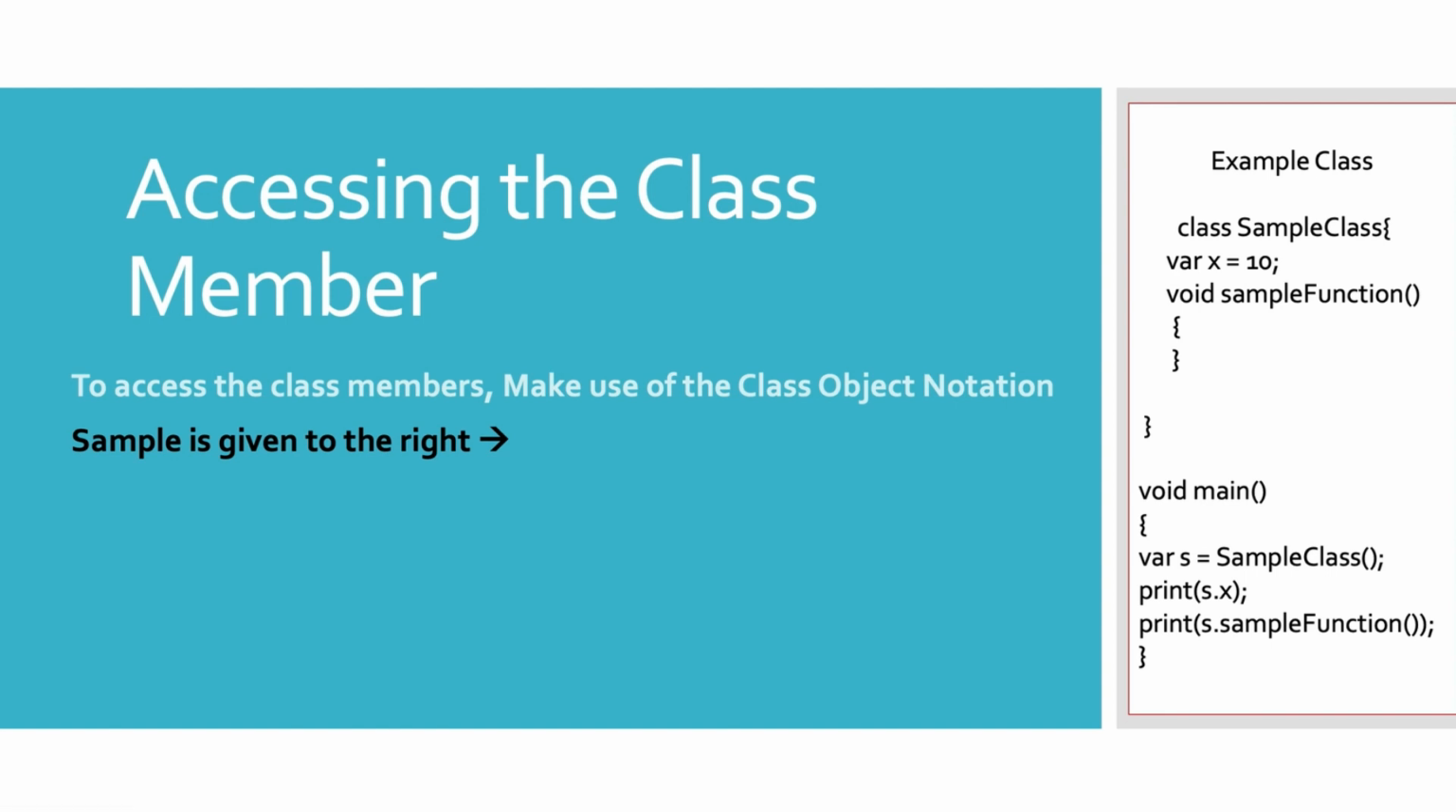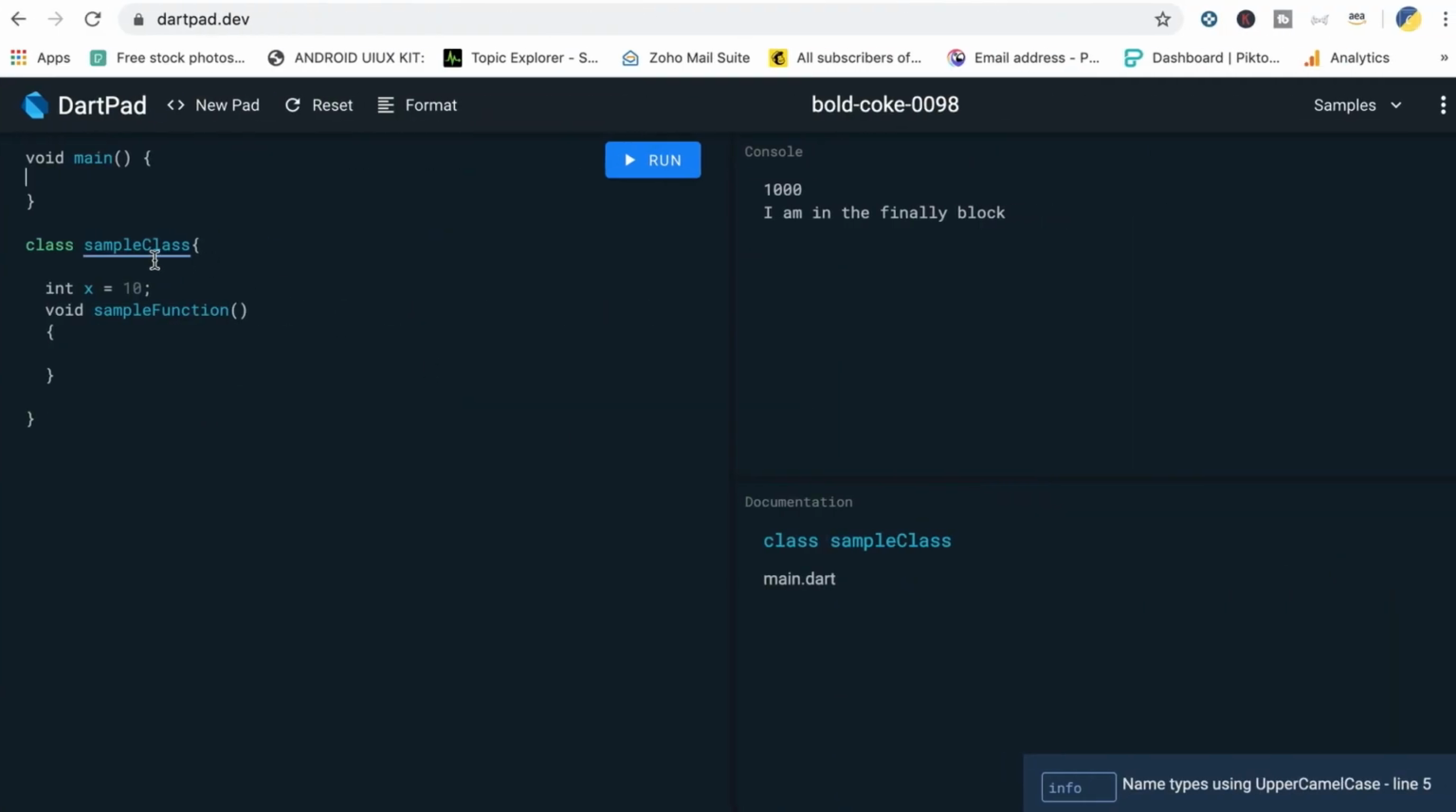Now how do you access the value of the class? I've written something here in the void main section. I've written that I'm going to create a var s is equal to sample class of, and I've just put the semicolon at the end. So what exactly does that mean? What that means is that we are going to be creating an object for the class.